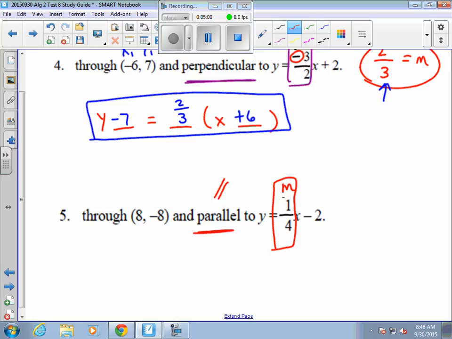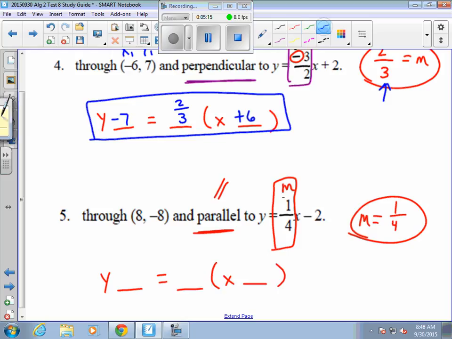This one's parallel. Remember, parallel lines have the exact same slope. So our equation that we're going to write is going to have the same slope, m is 1/4. So the same thing, y minus y sub 1 equals m times x minus x sub 1. The m value is the first one you found, real easy, 1/4.